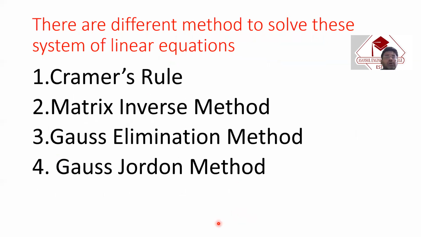There are different methods to solve this system of linear equations. Number 1 is Cramer's rule, number 2 is the matrix inverse method, number 3 is the Gauss elimination method, number 4 is the Gauss-Jordan method. Cramer's rule is based on determinants, and the others are all based on matrix concepts. In this lecture, I am concerned with Cramer's rule.